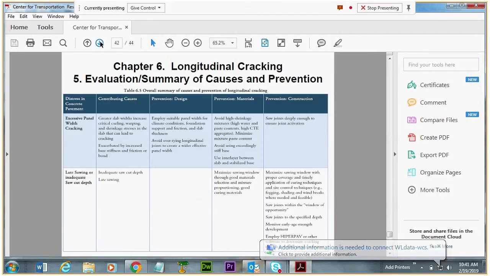And then this is typically the largest chart for each chapter, and that's the evaluation summary of causes and preventions. It goes through the distress in the concrete pavement on the left-hand side, and then the contributing causes, and then it goes through the design, materials, and construction prevention for each one of the items. Pretty handy charts. Next slide.